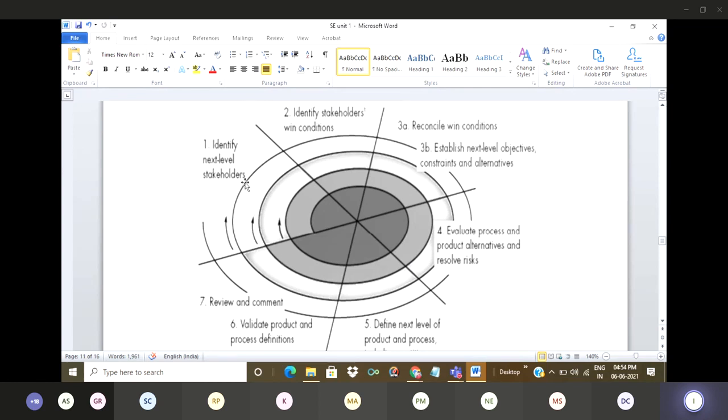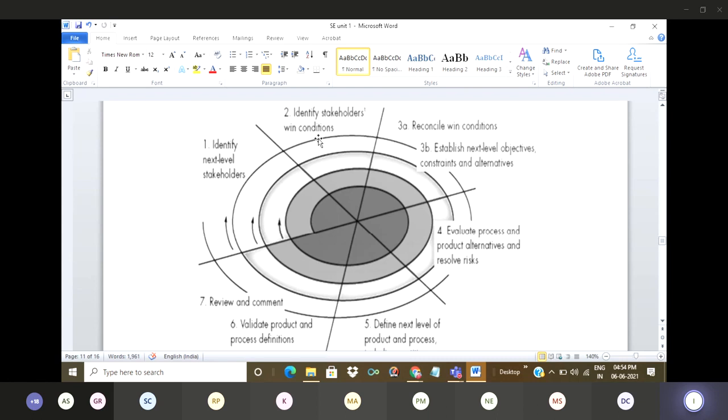First, we have to identify next level stakeholders. Stakeholders are nothing but the client, those who are giving the project to us. So we have to identify the clients first, then identify the clients' win conditions. They have certain conditions: the cost of the project is this much, and we have to complete the project in six months' time. In that particular condition, we have to finish the project. So we have to identify stakeholders' win conditions.